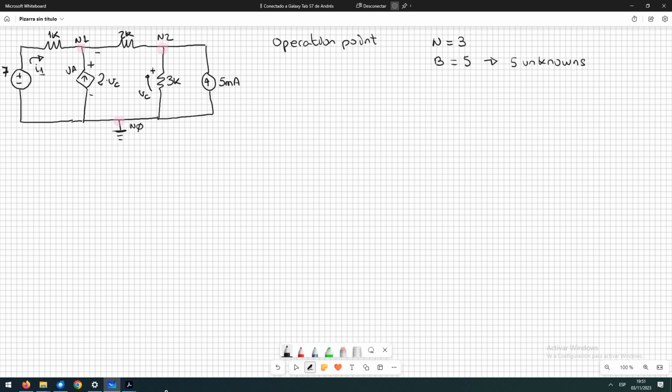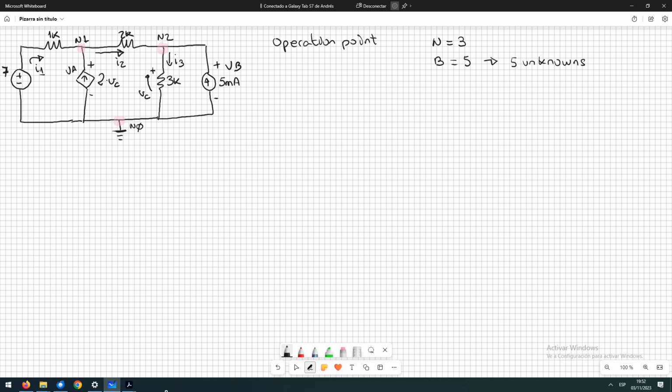In this branch we don't have a current source, so we have another current that I'm going to call current 2. And in this branch we don't have a current source either, so we are going to have another current that is going to be current 3. And in the last branch we have a current source that is independent because the symbol is a circle. So the unknown is going to be the voltage in this current source that I'm going to call voltage V.